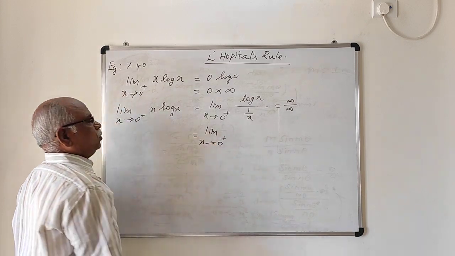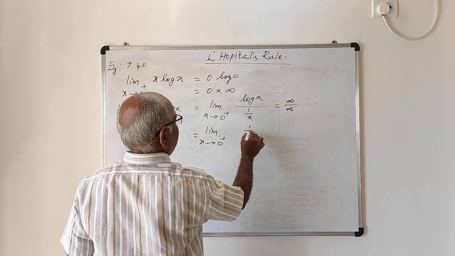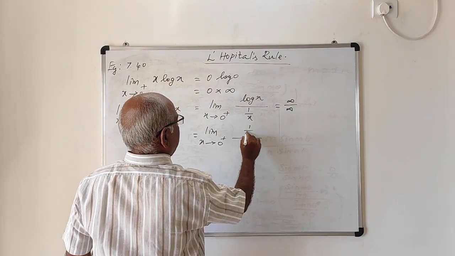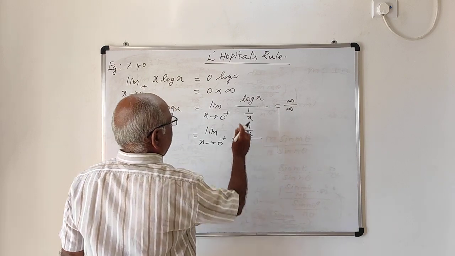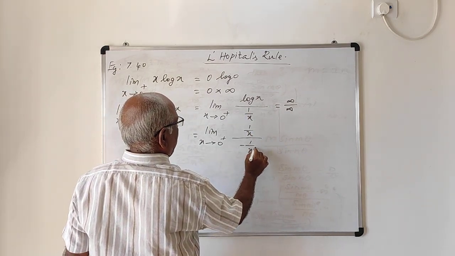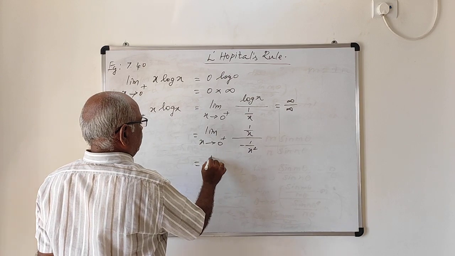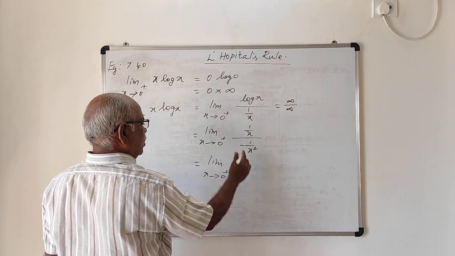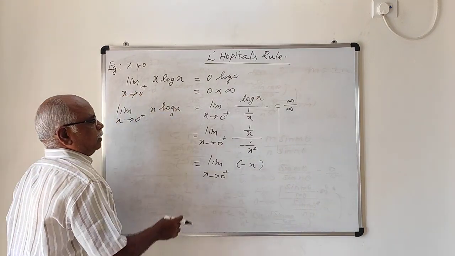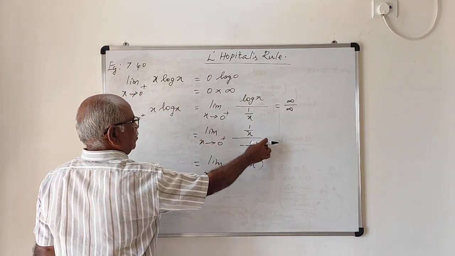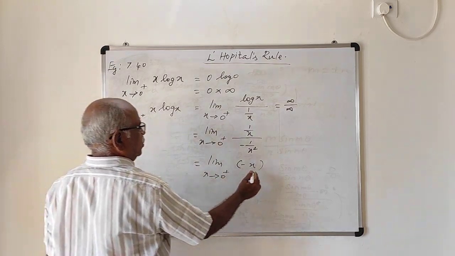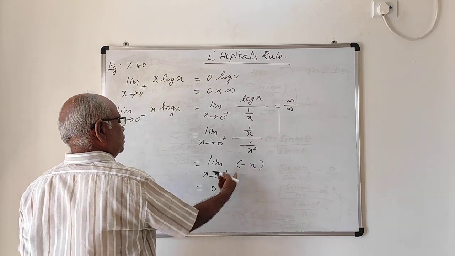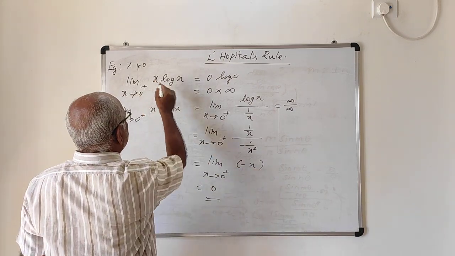By applying L'Hopital's rule, the derivative of log x is 1 by x, and the derivative of 1 by x is minus 1 by x square. By simplifying, limit x tends to 0 plus, 1 by x into minus x square by 1 is minus x. Applying limit x tends to 0, you will get 0 only. So the answer for this problem is 0.